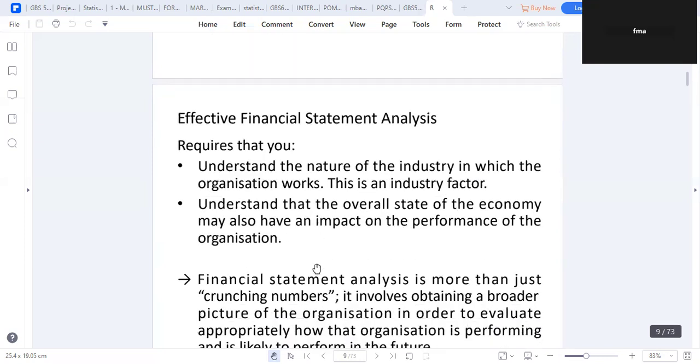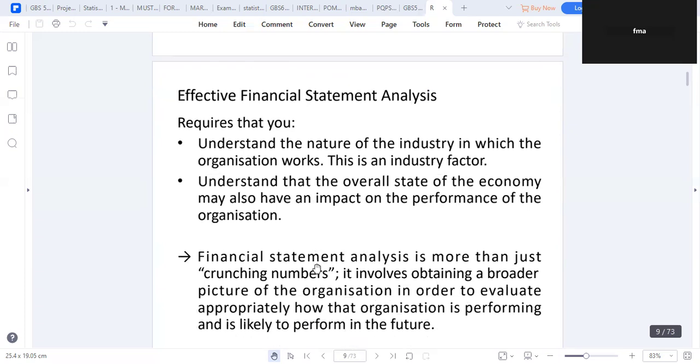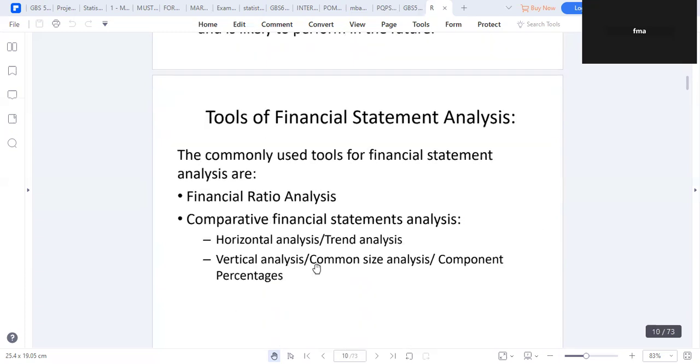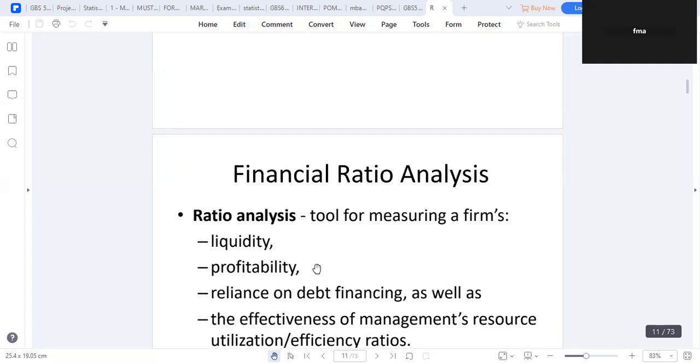Under industry analysis, you compare with other players in the industry. We use two tools for financial statement analysis: financial ratio analysis and comparative financial statement analysis. The comparative financial statement analysis basically uses the vertical and the horizontal analysis, or the trend analysis, against this vertical analysis. All right, so this is the way analysis is done, in two ways.